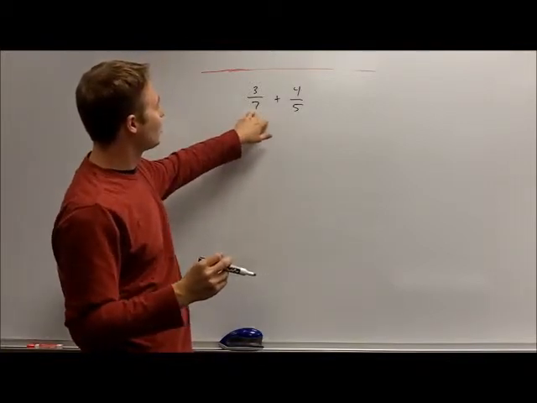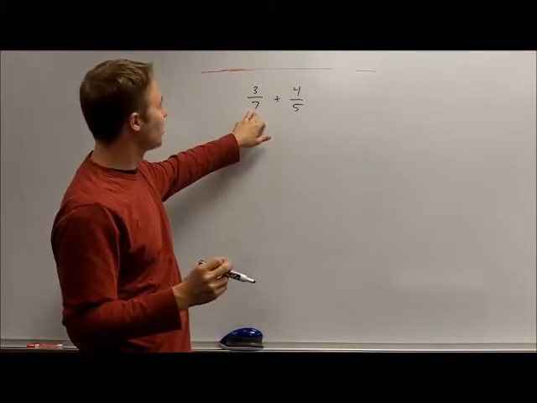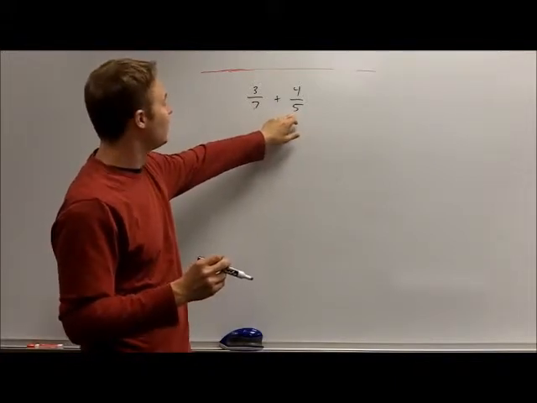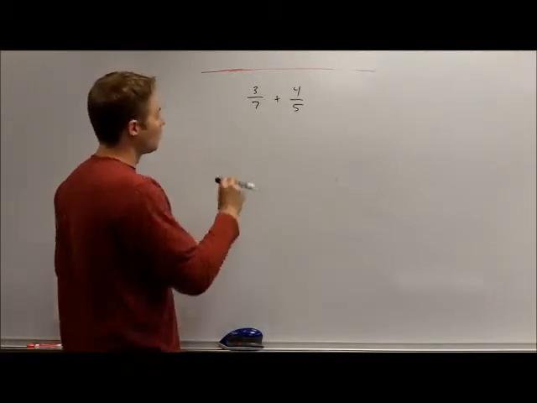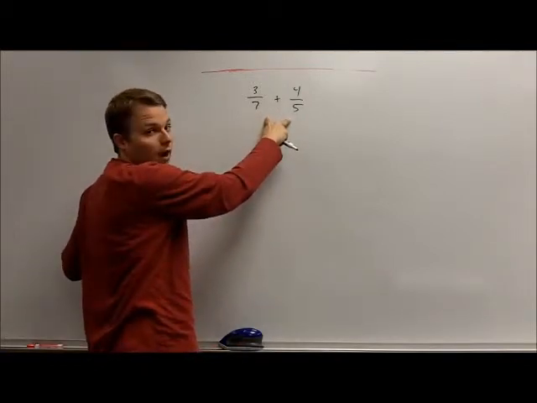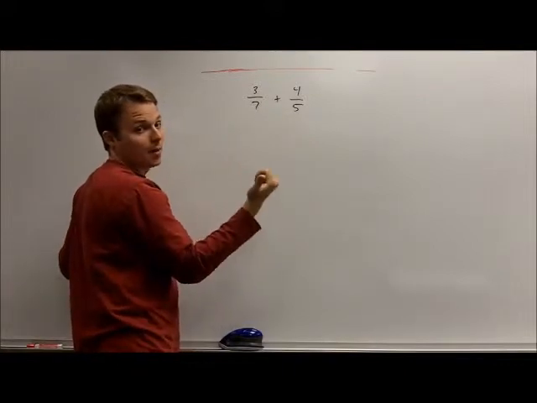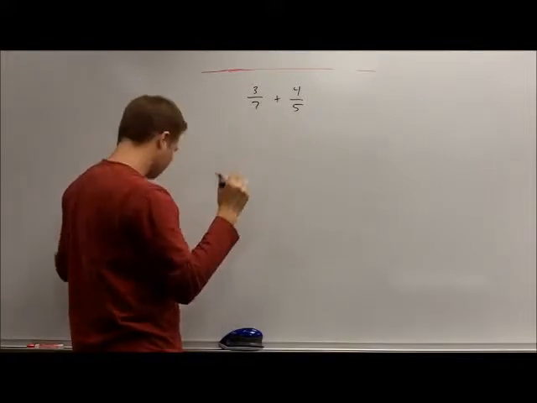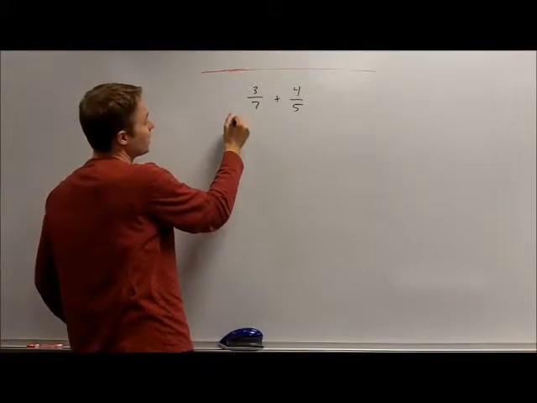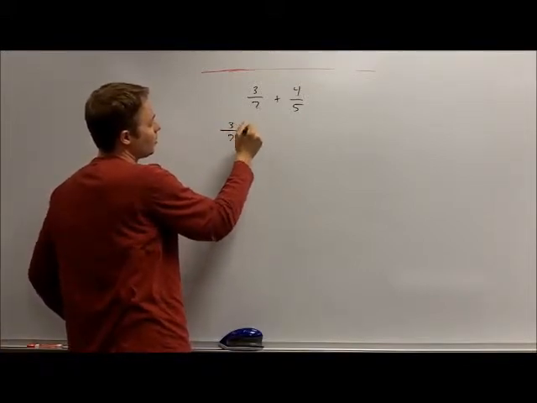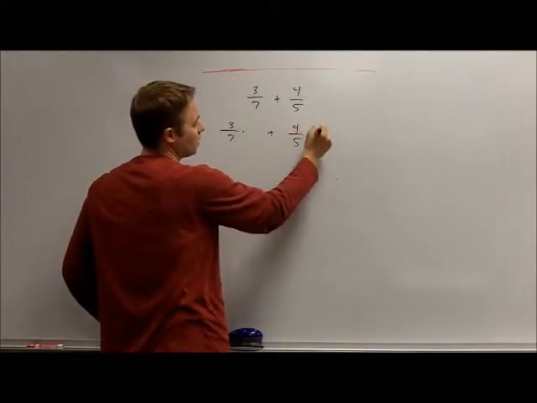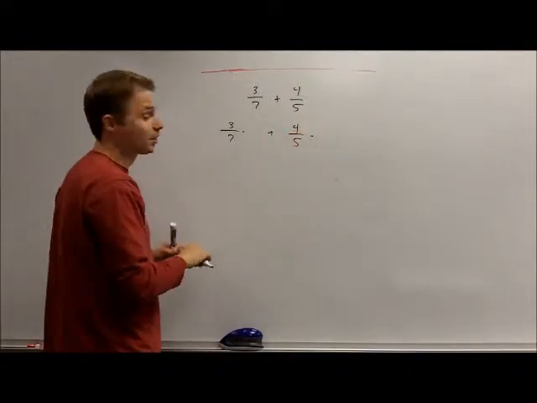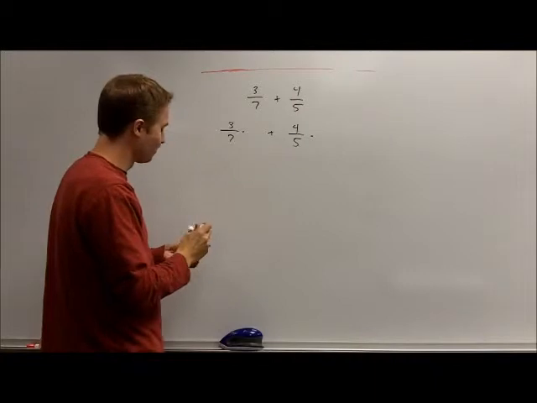So I'm going to pick a number that is a multiple of 7 and it's a multiple of 5. In this case, I'm thinking 35 is probably a good number. So now I need to convert both of these fractions so that they have a common denominator of 35. Well, how do I do this? I'll do this by multiplying each of these fractions times another fraction that actually doesn't change the fraction.